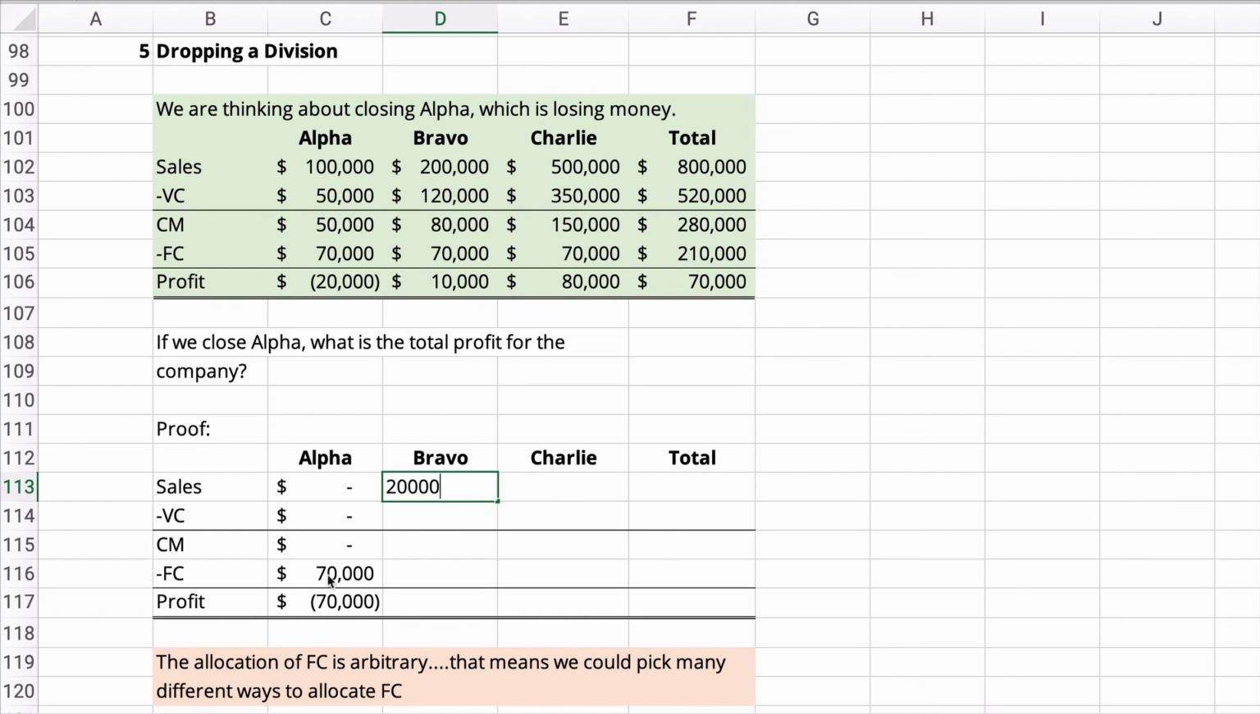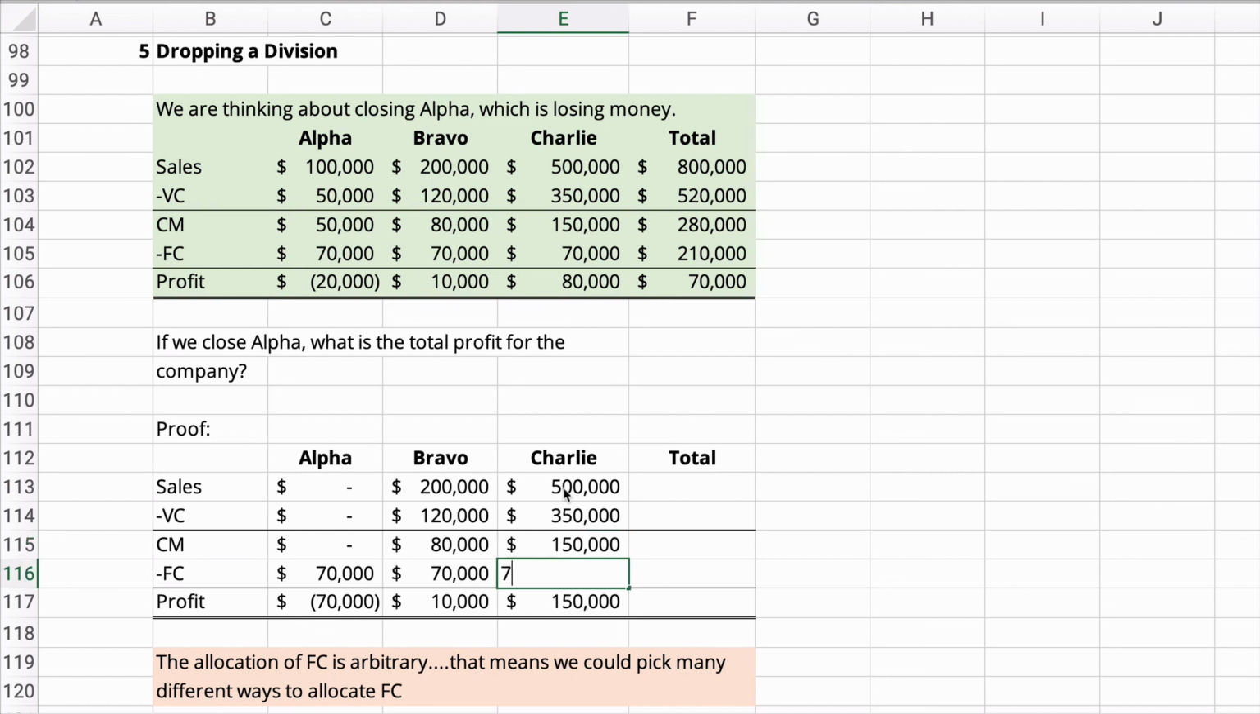So you still have 200,000. You still have 120. You have 80,000 as your contribution margin, 70,000 as your fixed cost, and so you'll still have 10,000. For Charlie, you'd have 500,000, 350,000. This would be 150, and then 70,000. The problem is, let me add all this up. So we got 700,000 all the way down. Our profit is going to be not 90,000, not 70,000. Our profit is going to be 20,000.